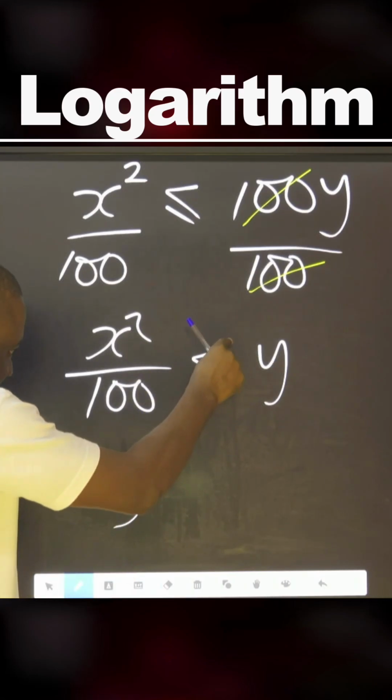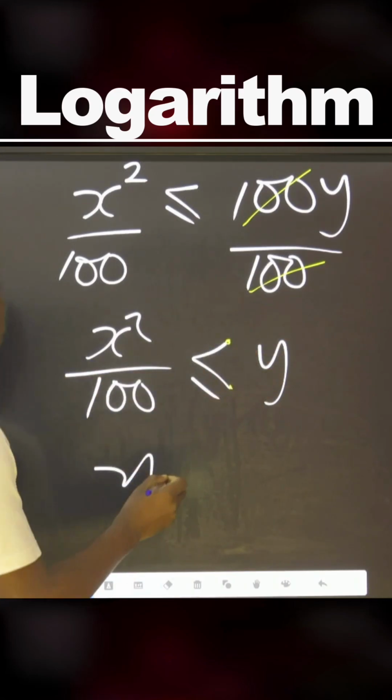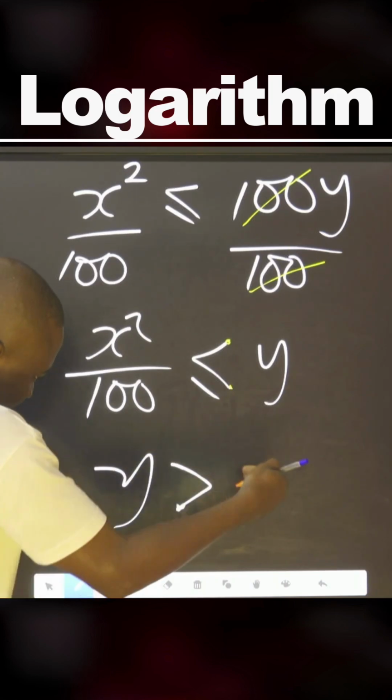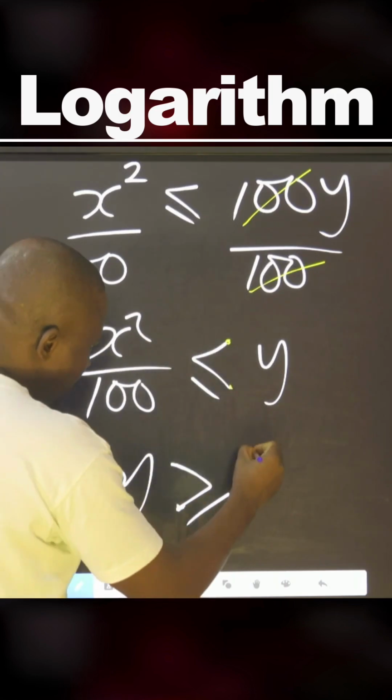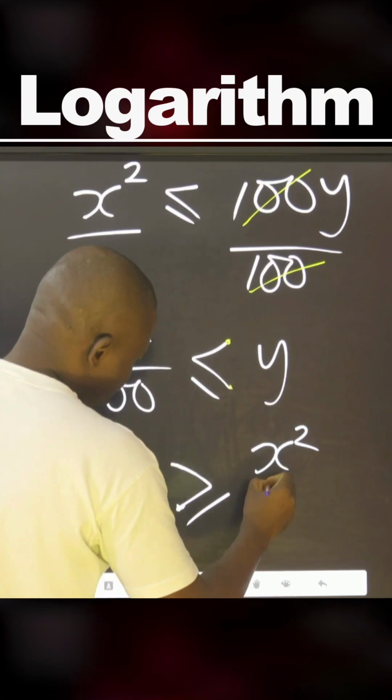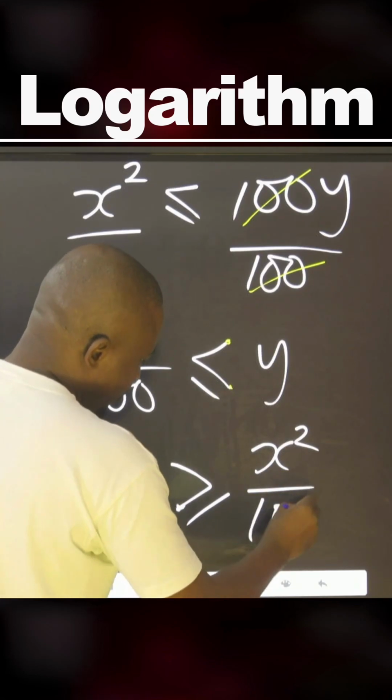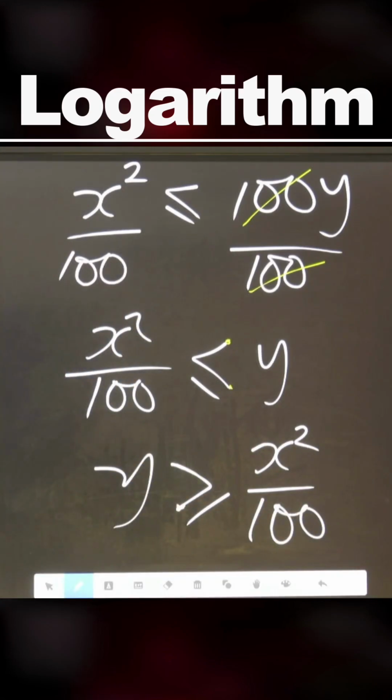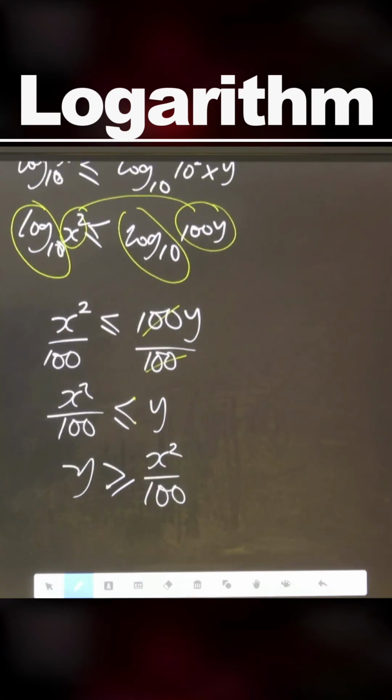Make sure that this side is facing y. That is the greater direction. Then we can put this one on the other side if you want to arrange it like this, okay? So this is the answer.